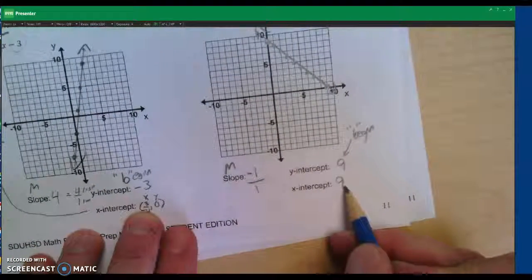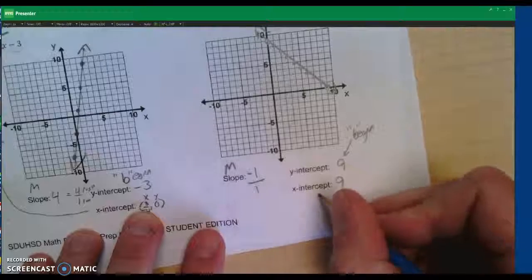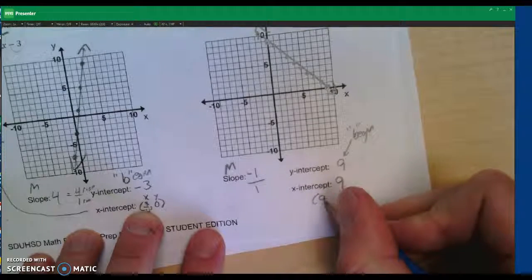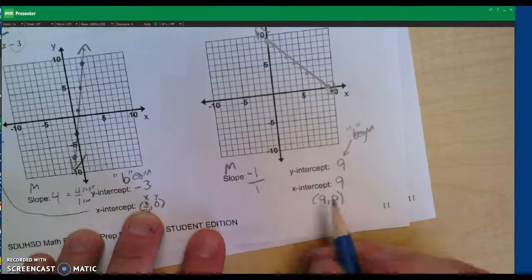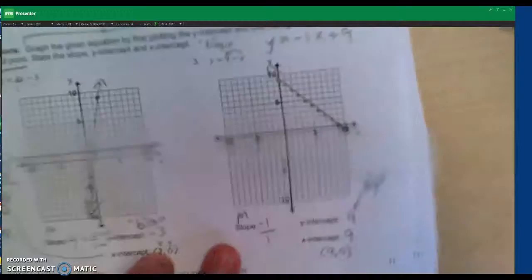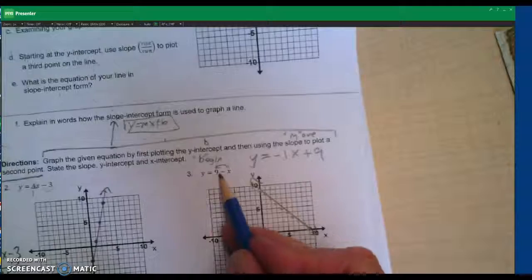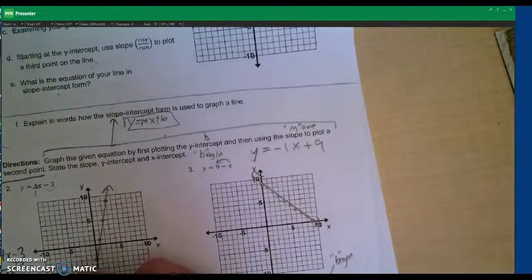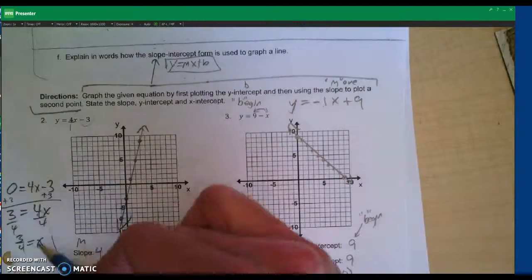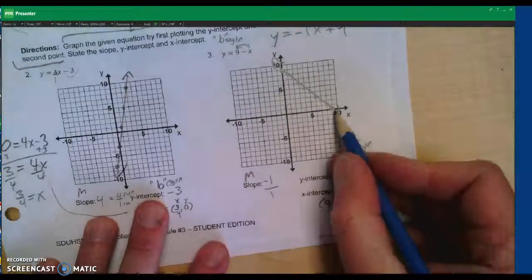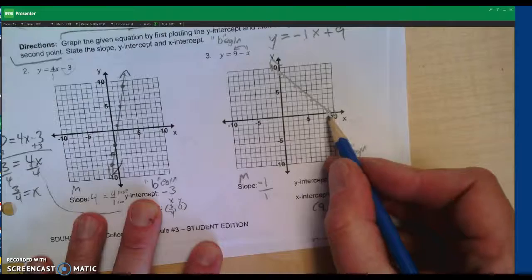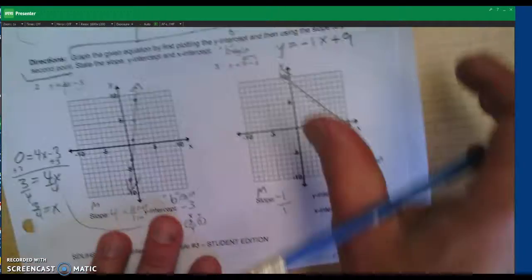Well, what would you do for the x-intercept? By the way, it's (9, 0). You would plug in 0 for y and solve for x. So plug in 0 for this y value right here and solve for x. Just like I did over on this other problem, I can literally do the same thing. But since it's right here and we hit the x-axis right there, we're done.